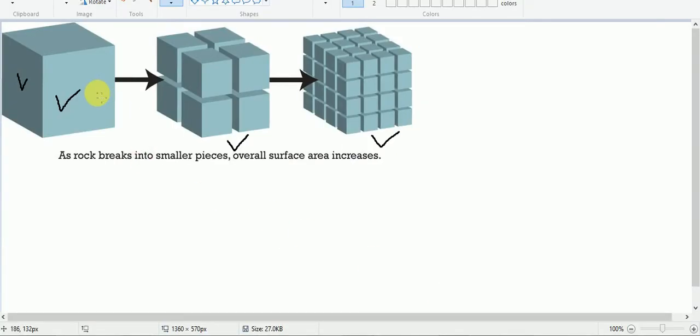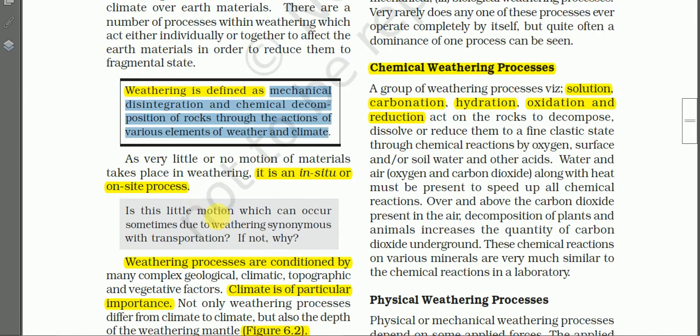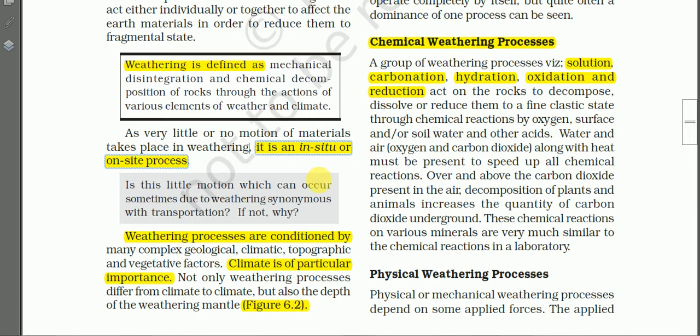Okay, it is defined here. I told you that. So this is a big rock and it is broken into smaller pieces, and when it is broken, the surface area increases, as in this way. And in the weathering process, very little or no motion of materials takes place. So in the weathering process, there is no transportation process. Simply the rock is broken in the same place. That is, it is an in situ process. In situ means in the same place, or an on-site process. So this is the meaning of weathering.